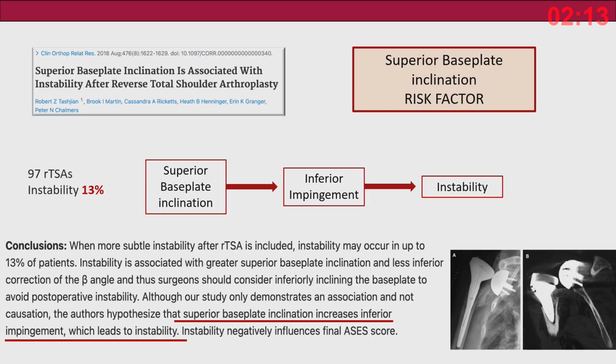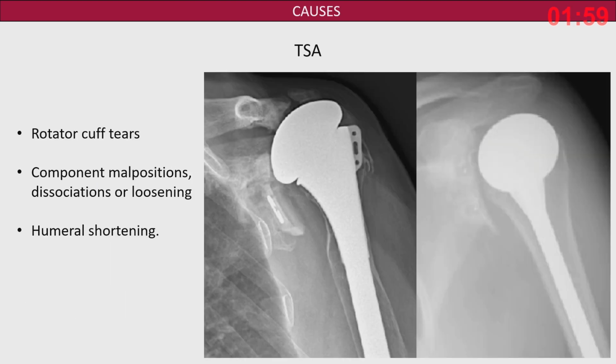And superior baseplate inclination too is a high risk factor. In this area, in 13% of cases, a superior baseplate inclination increases inferior impingement, which leads to instability.